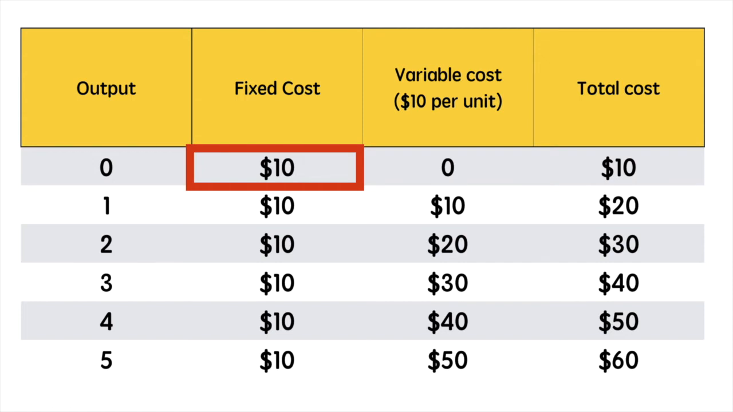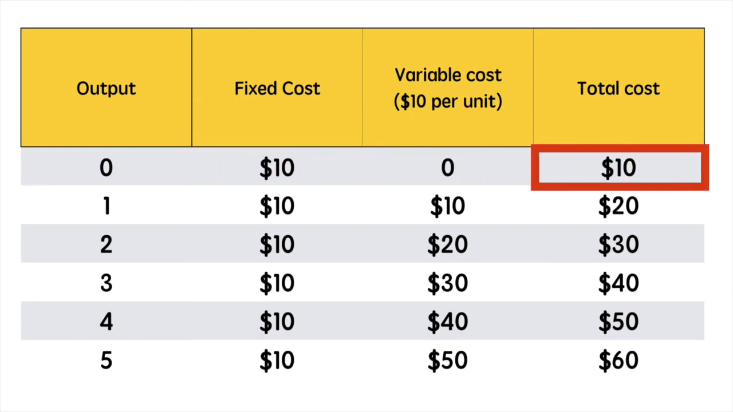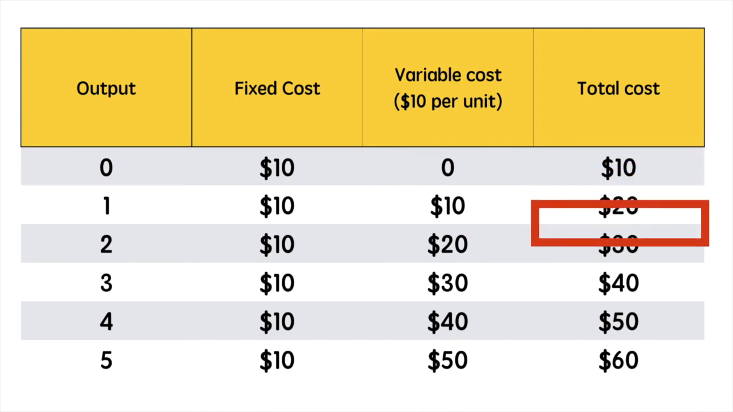The final column represents total cost, which is the sum of fixed and variable cost. We sum across and then continue the calculation downwards by row. At an output of 0, our fixed cost must be paid, but there are no variable costs. Our total cost is $10. As we produce more, we must add our fixed cost of $10 to the increasing variable cost to calculate total cost.